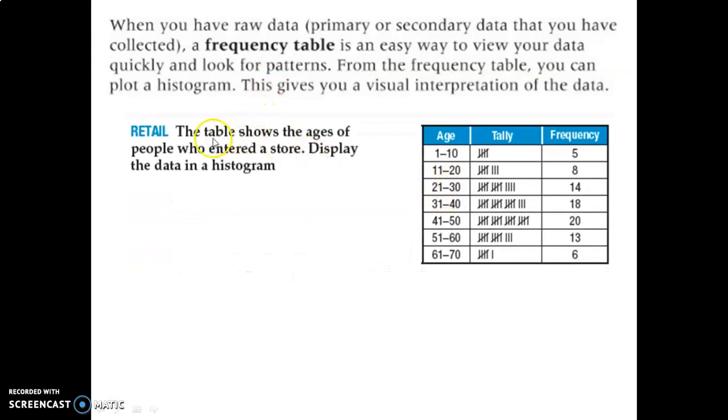Let's say we have a retail situation where this table shows the ages of people who entered a store. And we can see from 1 to 10 we had 5 people enter, from 11 to 20 we had 8 people, and so on. So here's just tallies, which is a count, and here's frequency. Frequency means a count. It's a number that represents how many times this thing has occurred, all right? So 20, for example, people aged 41 to 50 have entered the store. So frequency table, again, tells us the number of items.